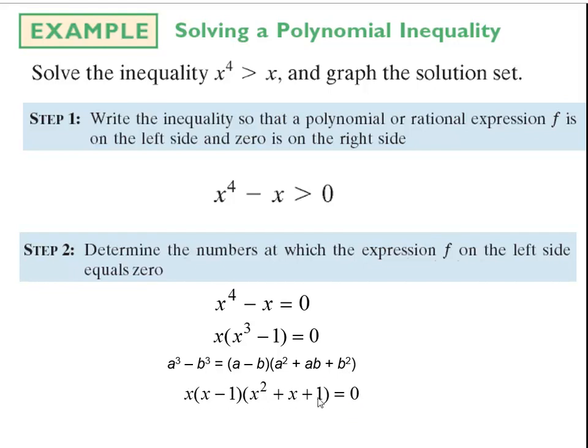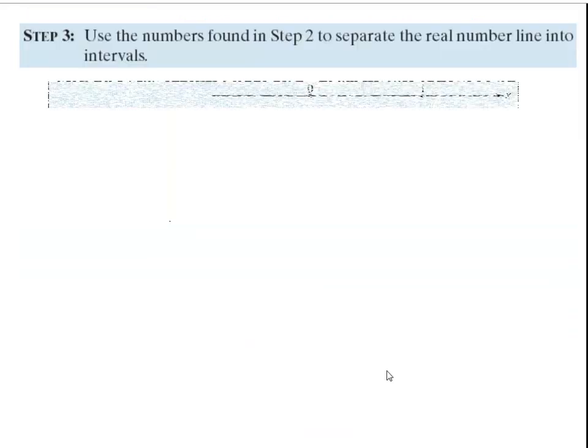So I'm going to set each of these factors equal to 0. If I set x equal to 0, I'll get x equals 0. If I set x minus 1 equal to 0, I'll get x equals 1. And then if I set this quadratic equal to 0, I'm going to get imaginary solutions. So there's no reals that come out of this factor. So we just have x equals 0 and x equals 1 as the x-intercepts, the zeros for this polynomial.